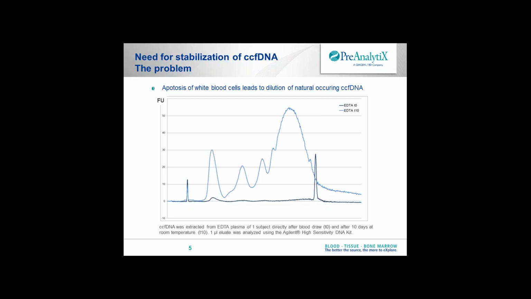And what you see here is that you have a huge signal from ccfDNA coming from apoptosis of white blood cells. And the consequence of this is that your small amount of original ccfDNA is diluted by this huge amount of other DNA coming from dying cells. And this is the reason why you need this stabilization feature that I will present to you in the next slide.